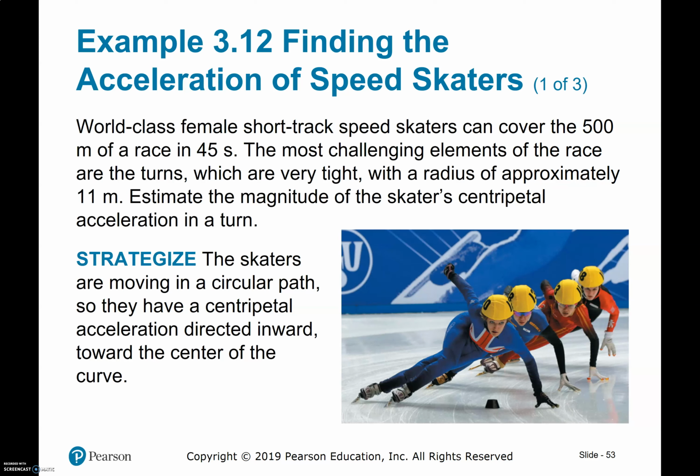So we have world-class female short track speed skaters, and they have a 500-meter race in 45 seconds. During the race, there are some turns, and we want to calculate the centripetal acceleration in a turn. The radius of the turn is 11 meters. When the skaters are going through that turn, in this portion here, that's a circular motion.